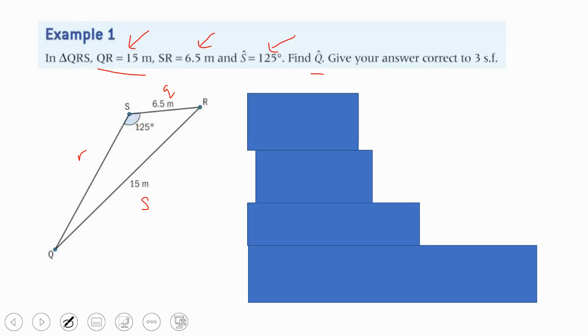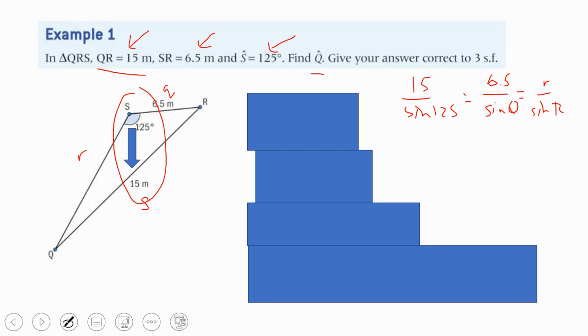So if you're writing your sine rule, it would be S over sine of S. So 15 over the sine of 125 equals Q, which is 6.5 over the sine of Q equals R, which we don't know, over the sine of R. So as long as I have an angle side pair, which I have right here, an angle and the side across from it, I can use the sine rule.